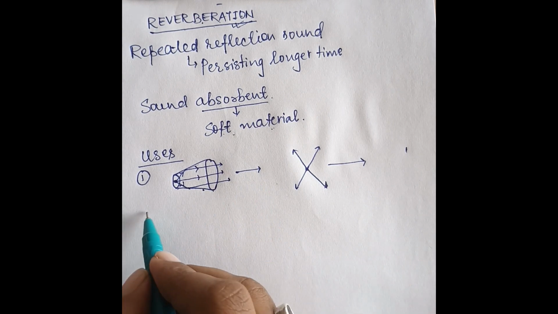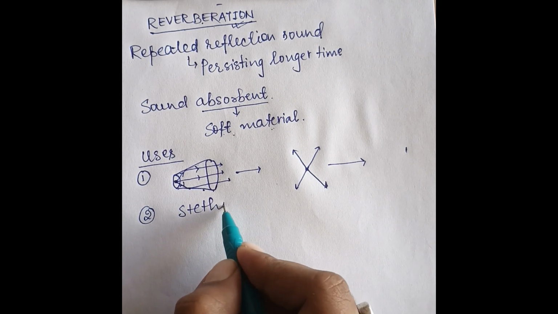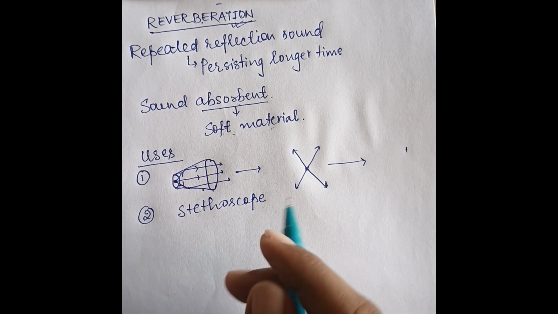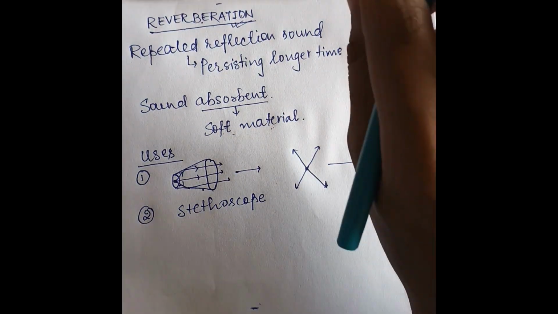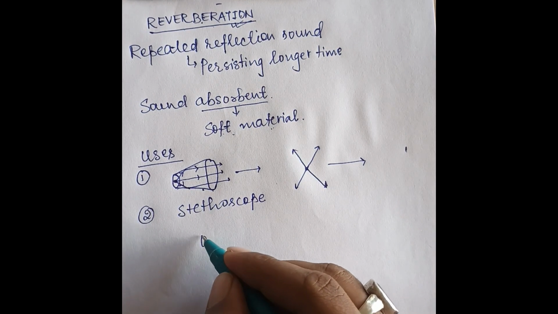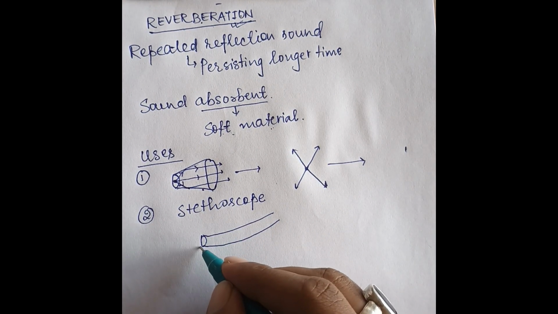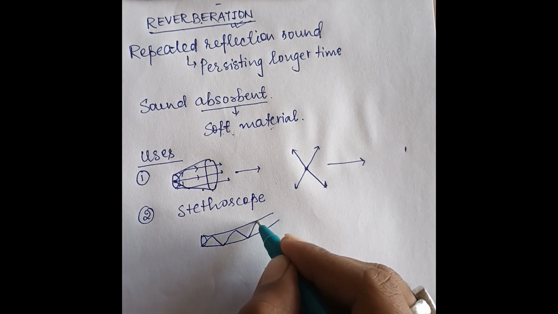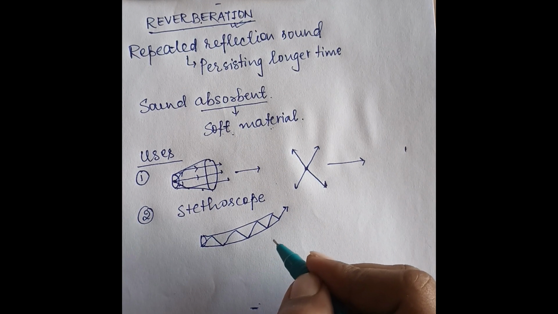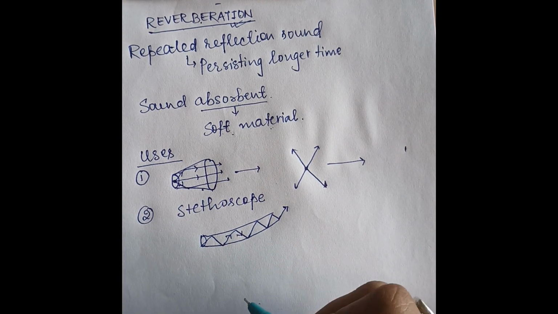Again, students, you might have seen doctors using a stethoscope. In a stethoscope, what happens there? The doctor puts one part on the body of the patient and the other part in the ear. The stethoscope has a pipe kind of structure, and from the body the sound moves through multiple reflections, and ultimately goes to the ears of the doctor. And this is also due to the phenomenon of reflection.